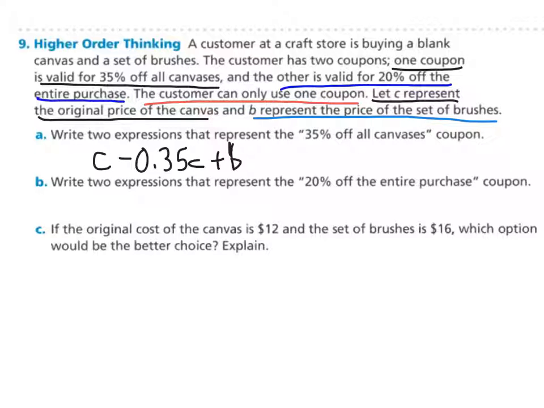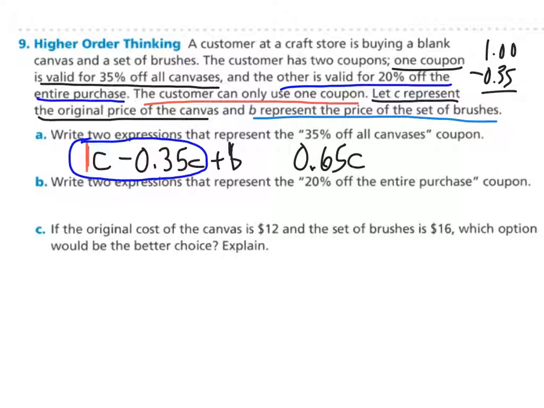Another expression would be just by simplifying. So that C is the same as 1C. And then these are like terms that we can combine. So 1 minus 35 hundredths. If you work that out, you'd be doing some borrowing there. But anyway, that would come out as 65 hundredths C plus B. In other words, if it's 35% off, basically we're going to pay 65% of what the original cost was.